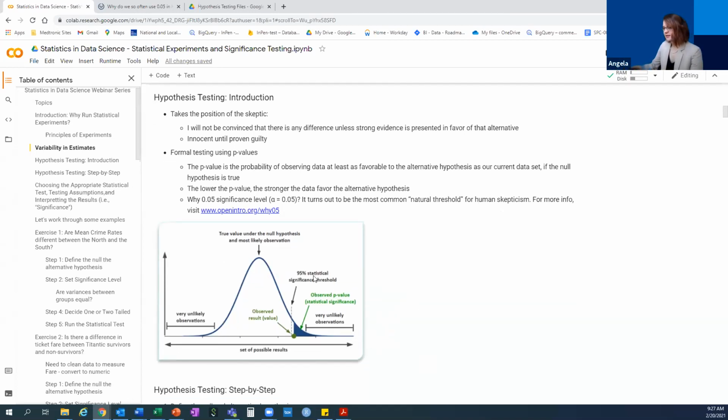So this distribution here, you can think of as the set of possible results under your null hypothesis. So you assume the null hypothesis and you statistically build a probability distribution around that hypothesis. So you'll see that the true value under the null hypothesis of this population measure is going to be right in the center by design. Okay, so this is what you're testing against using your sample.